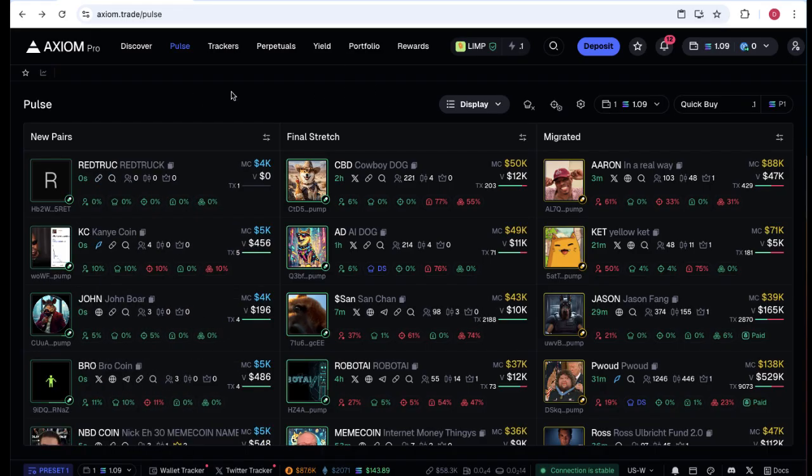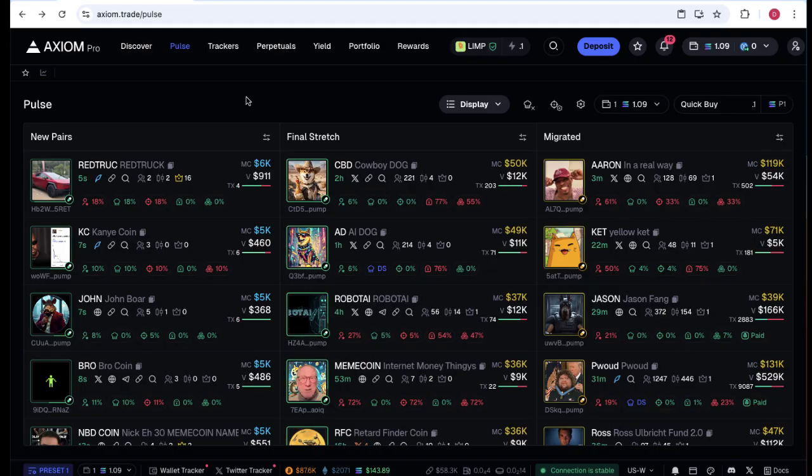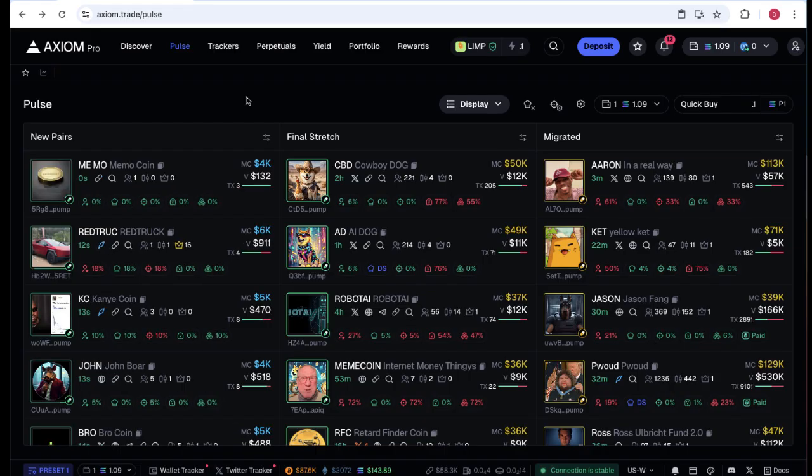So Axiom Pro is the site that I highly recommend. I've experimented with a multitude of different sites from Photon, Bullx, GMG, and you name it. Right now, Axiom Pro is the best as far as giving me this information fast and allowing me to snipe into these coins without wasting a lot of time.